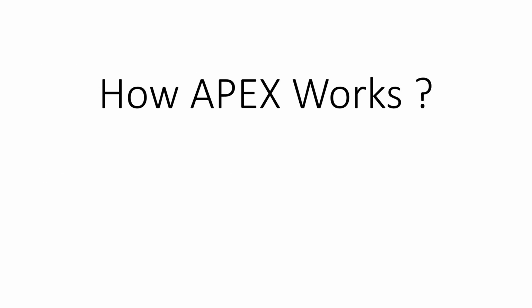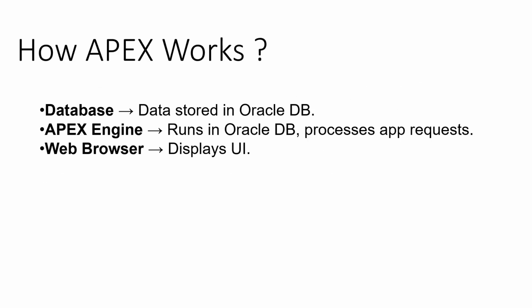How Apex works. Here's how Oracle Apex works behind the scenes. Your data lives in the Oracle database. Apex is an engine inside that database. When you click a button or submit a form, the request goes directly to the database. The Apex engine processes it and sends the result back to your browser. So it's fast, secure, and everything stays in one place, no complicated middle layers.